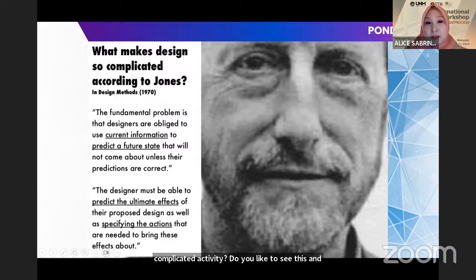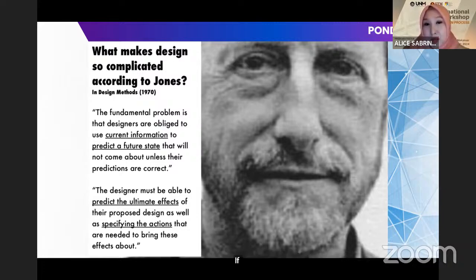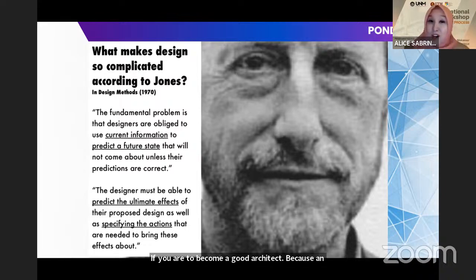Design is complicated because, like I said redundantly, we have to think about the past, the present, the future. So a good designer can predict what's going to happen next. Remember what Frank Lloyd Wright always said? If you want to become an architect, you have to think like a prophet. You have to think at least 20 years ahead if you want to become a good architect, because an architect is like a prophet. That's what Frank Lloyd Wright said.